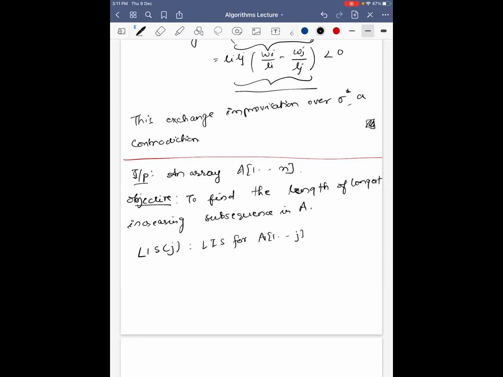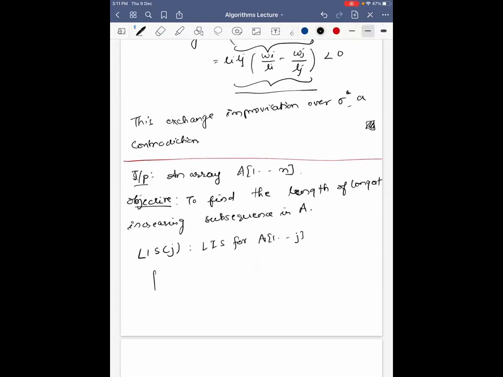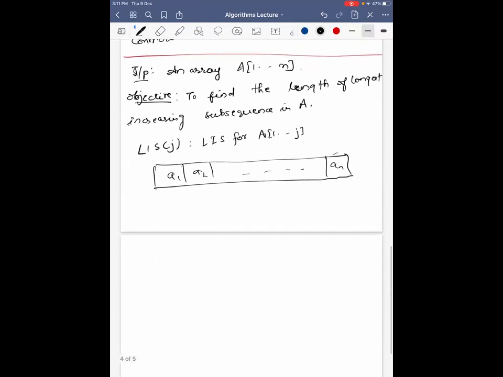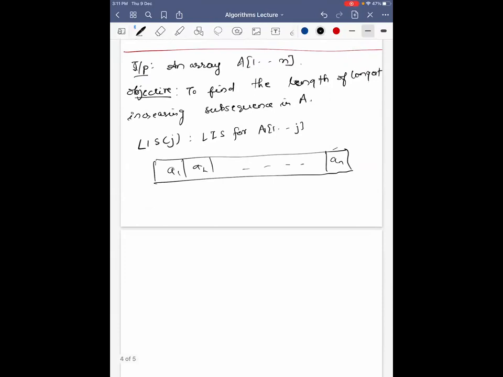Yeah. So, how would you go about it then? Suppose you have this array A: A1, A2, let's say all the way up to AN. Sir, yeah. I don't know if I'm correct.